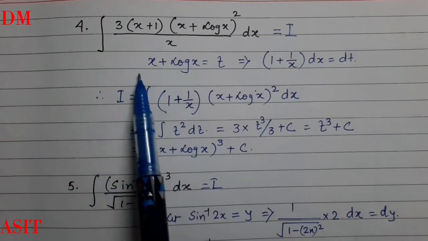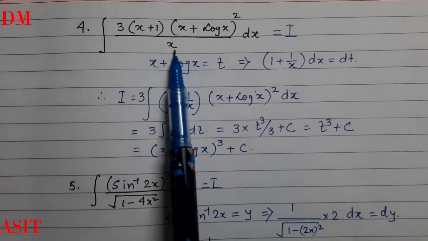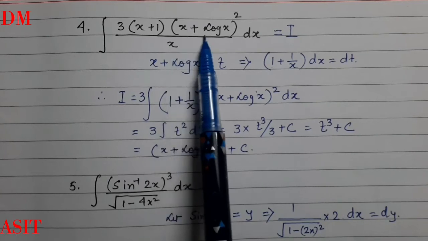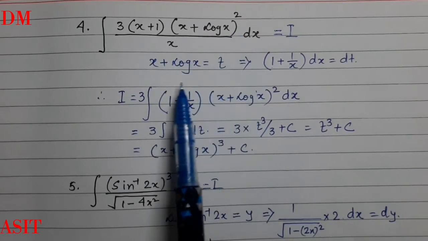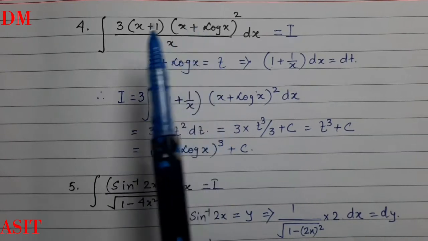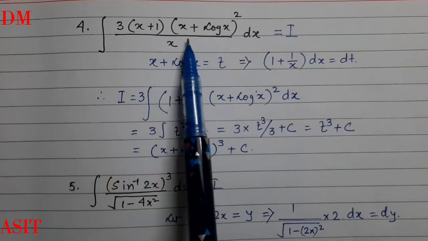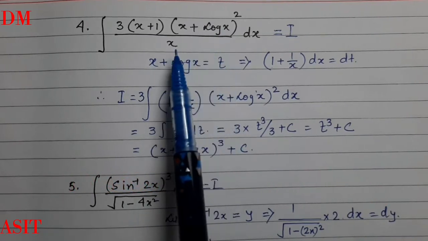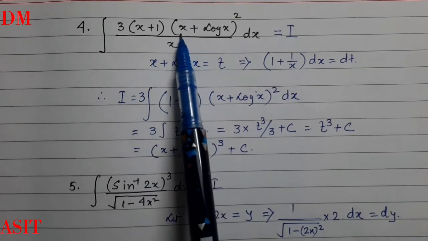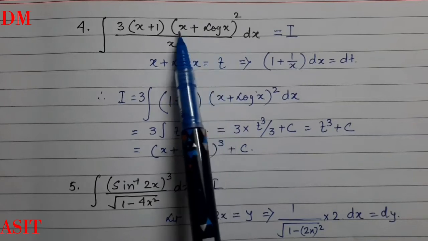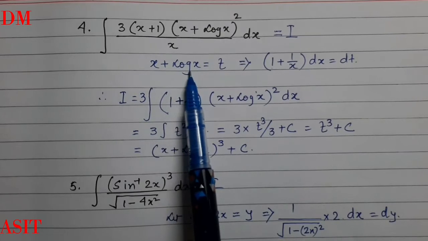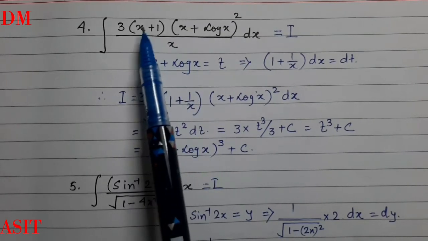Now let us see the fourth question. Here it is a different kind of question. We can see the integral of 3 times x plus 1 into x plus log x whole square, by x dx. Now you have to see the integral in such a way that we can take a function so that the other thing will be the differentiation of that function. If I take x plus log x as t, then the differentiation is 1 plus 1 by x. Now here also we have x plus 1 by x.